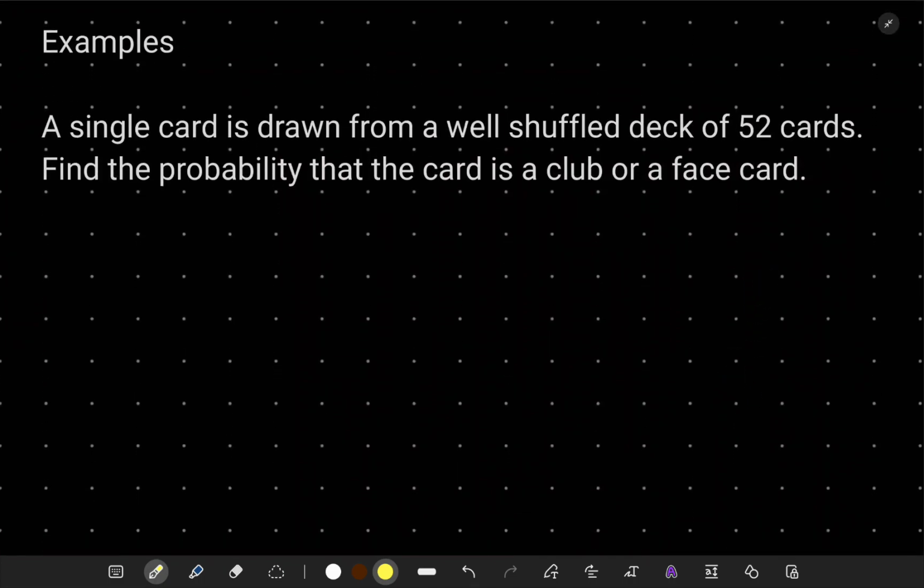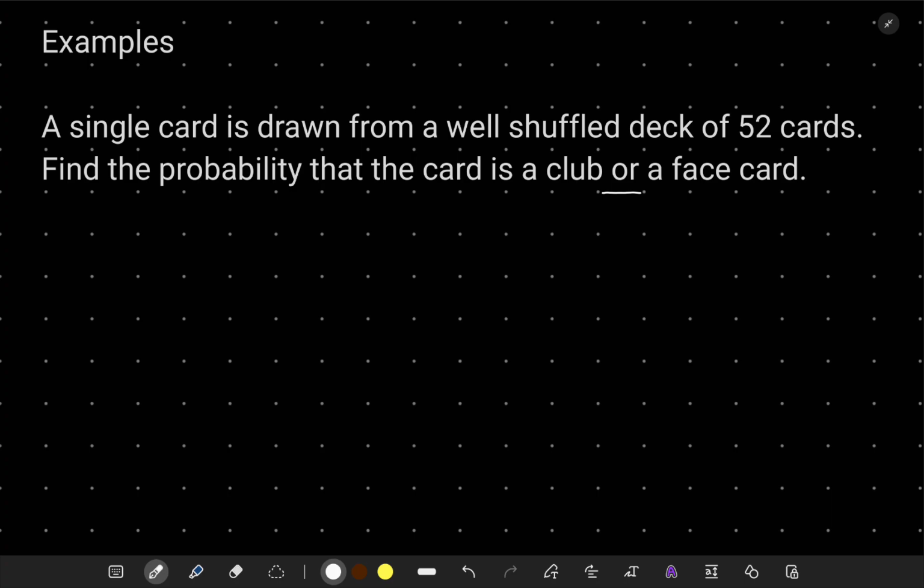I already made some examples, so let's go over them. It says a single card is drawn from a well-shuffled deck of 52 cards. Find the probability that the card is a club or a face card. So notice what word I am using, right? Notice how it says or.